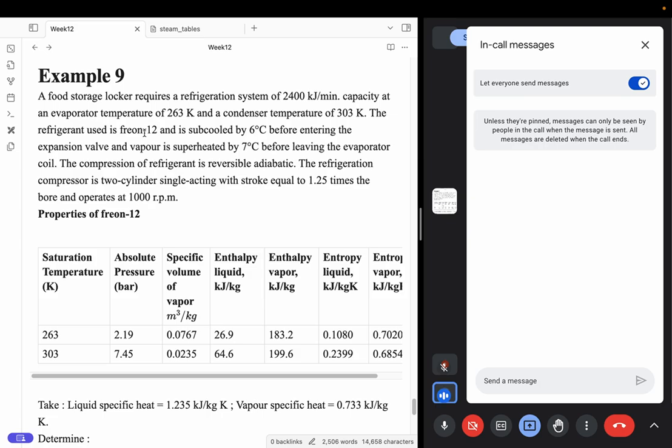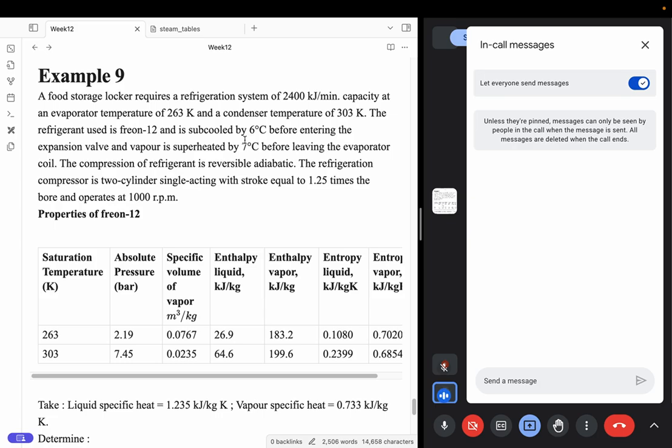We have a food storage locker that requires a refrigeration system of 2400 kilojoule per minute. So this is my refrigeration load capacity at an evaporator temperature of 263 Kelvin and a condenser temperature of 300 Kelvin. The refrigerant used is freon 12. The properties are given here, and the liquid is subcooled by 6 degrees Celsius before entering the expansion valve.